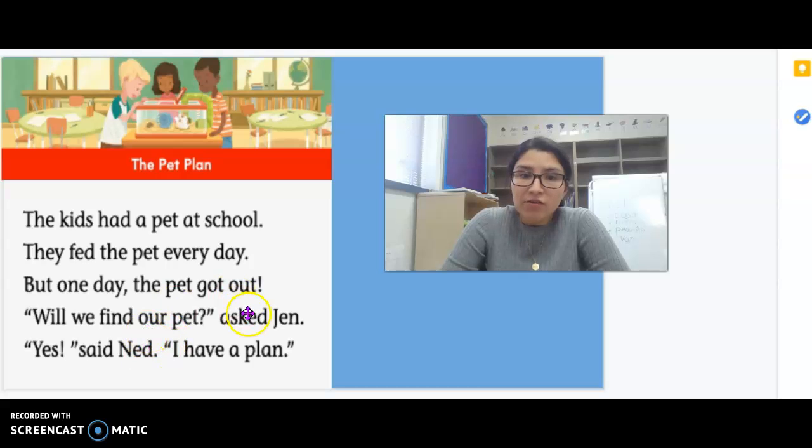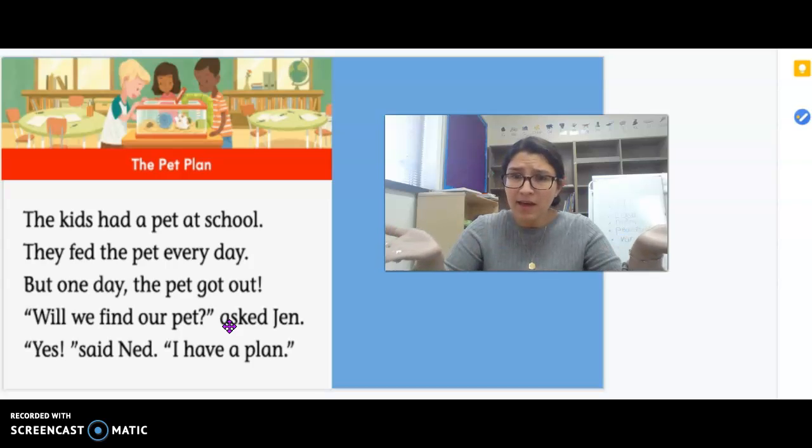The pet got loose. The kids wanted to find the pet, right? Could that actually happen? Could you actually lose your pet in school? A class pet? Sure, it gets out of the cage and runs around the room and you can't find it. That could actually happen, right? This is a made-up story, but everything that's happened in this story could actually really happen. So, what do you think? The Pet Plan. Is this a good example of a realistic fiction story?